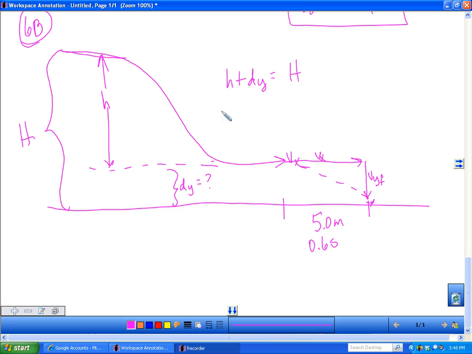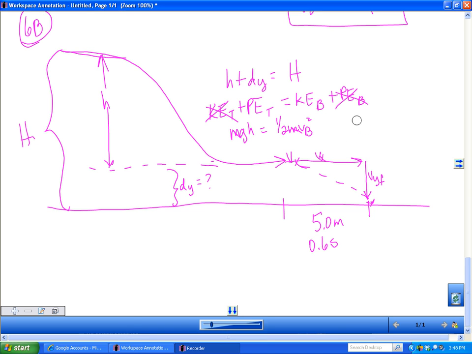H is what I'm looking for, so I'm going to say KE at the top of the slide plus PE at the top of the slide is equal to KE at the bottom of the slide plus PE at the bottom of the slide. He starts from rest, so I have mgh is equal to 1/2 mv squared at the bottom, and there is no PE at the bottom, it's 0. Masses will cancel out, so I can say that gh is equal to 1/2 speed at the bottom squared.